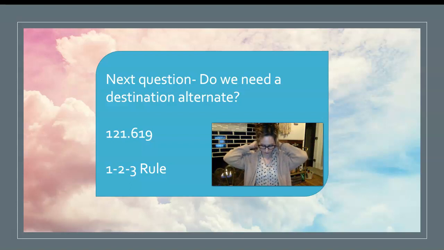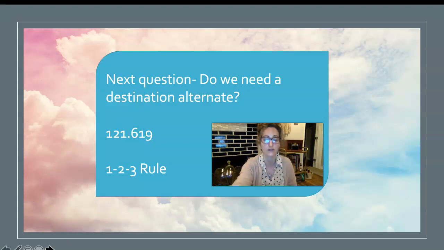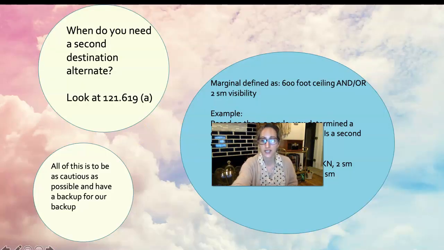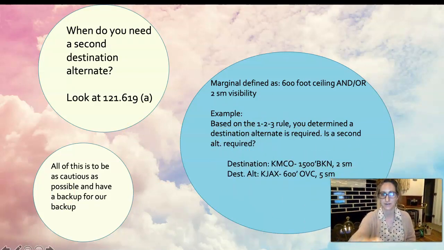So if you do need a destination alternate, we'll talk about selecting one in a minute, but then there's a follow-up question. Sometimes you need a second destination alternate. So that's what we're working on now. If you looked at an hour before, an hour after, and you did not have a 2,000-foot ceiling or 3 statute miles, then you need to put a destination alternate on the release. Follow-up question to that is, do we need a second destination alternate? Okay, same reg, we just read it, it's the second sentence. So let's look back at it again.